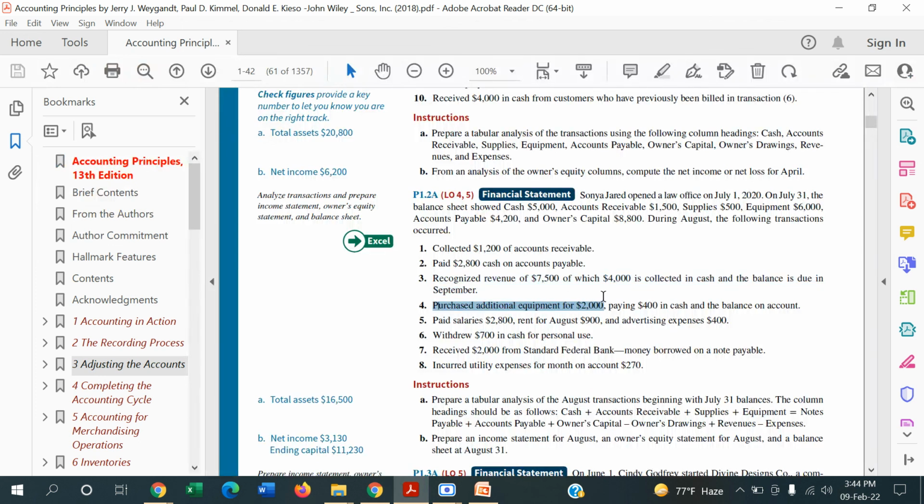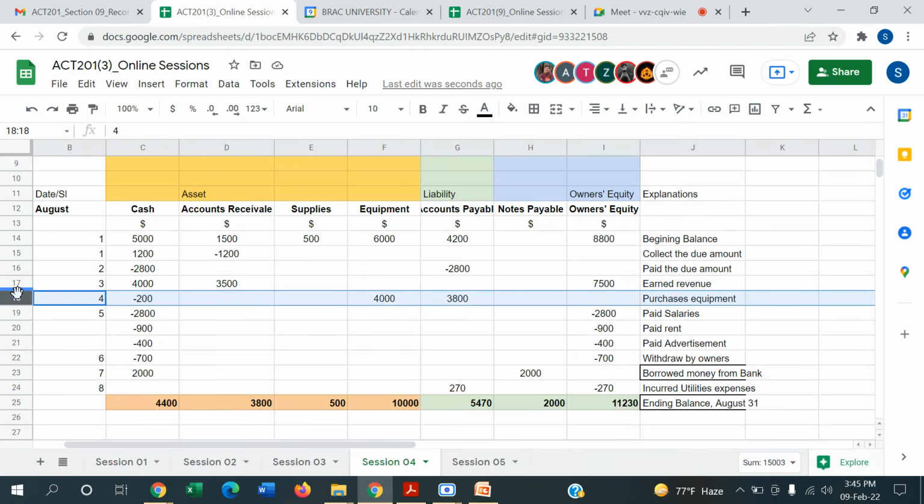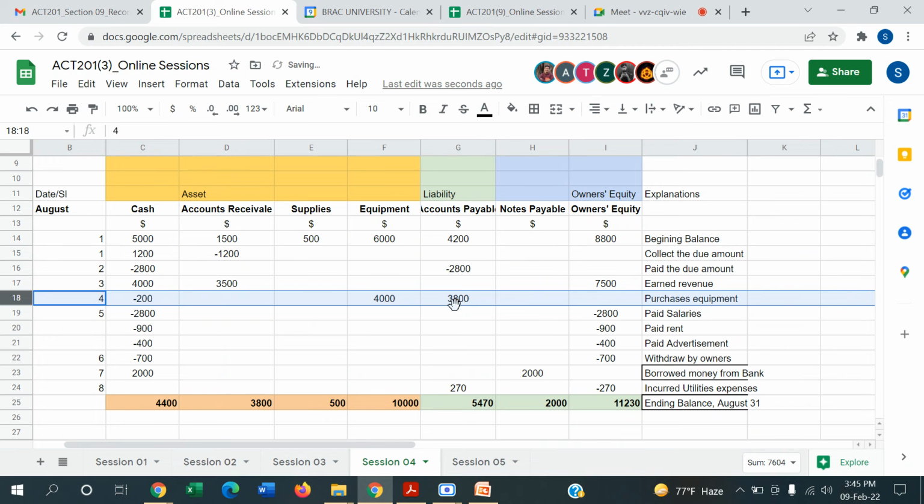Number 4, purchase additional equipment 2000, paying 400 in cash. Again, they have purchased equipment, so their equipment increased, but they did not pay the full amount. They paid a partial amount, 400. So cash will be reduced. And what about the remaining one? Accounts payable. Excellent. So cash reduced by $400, equipment increased by 2,000, and your liability regarding accounts payable is increasing by $1,600. We have purchased equipment.